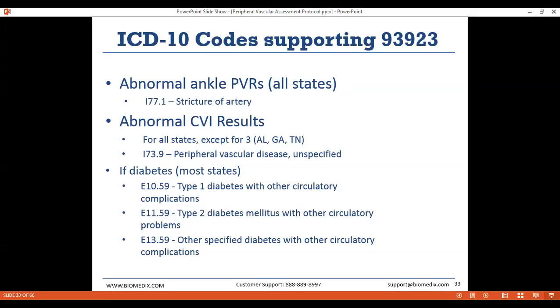And so the abnormal waveform code will work in all states. The abnormal CVI code works in all states except Alabama, Georgia, and Tennessee. And in those patients, an abnormal CVI study is indicative for a PAD study if the patient has diabetes, but it isn't if the patient is not.